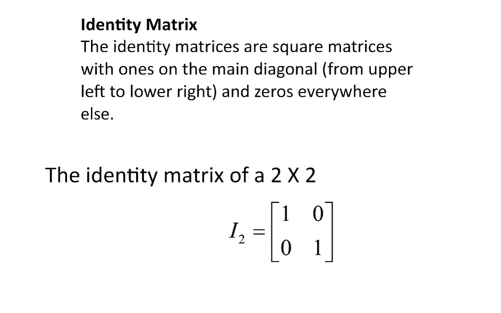All right, the identity matrix. The identity matrices are square matrices, meaning they have the same rows and same columns, and with ones on the main diagonal from the upper left to the lower right and zeros everywhere else. So the identity matrix for a 2 by 2, 2 rows and 2 columns, has the ones from the upper left to the lower right.